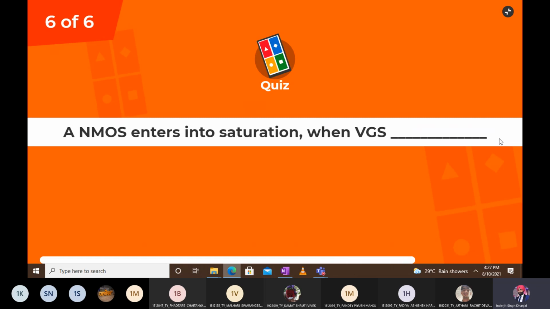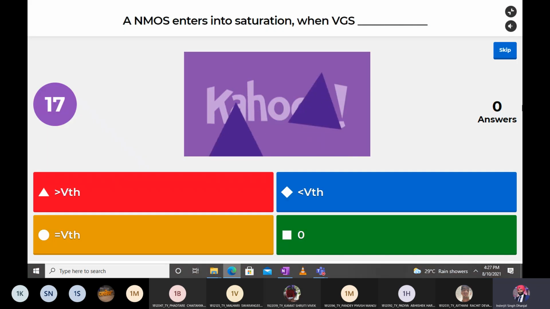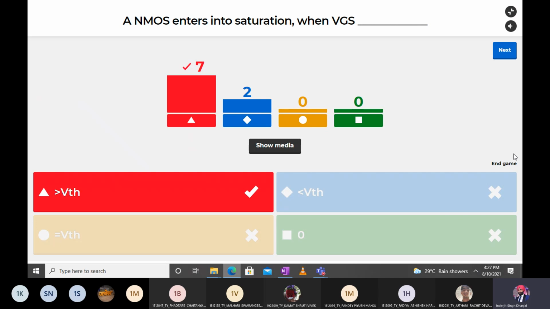The last question. Yes, for the NMOS to enter into saturation, VGS is greater than VTH. At the edge of saturation, VGS is equal to VTH. So the correct answer is greater than VTH.